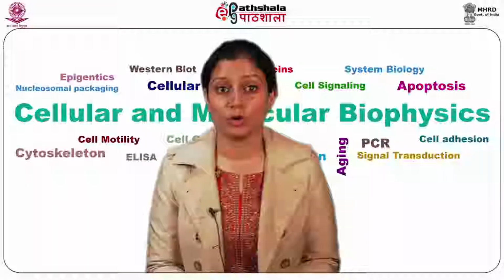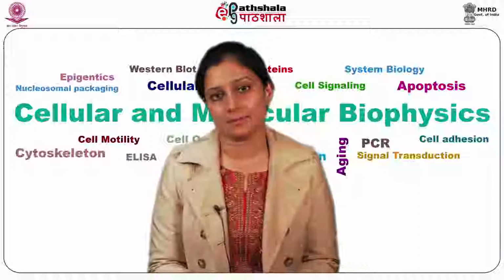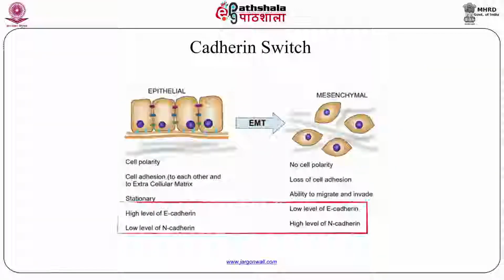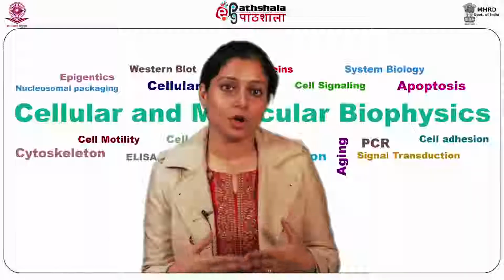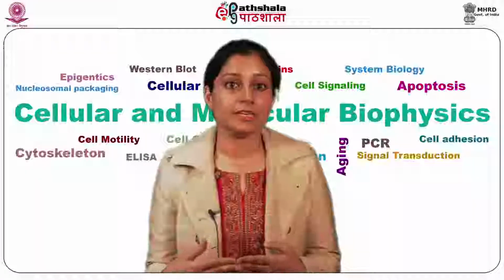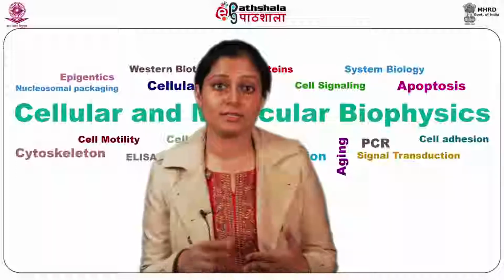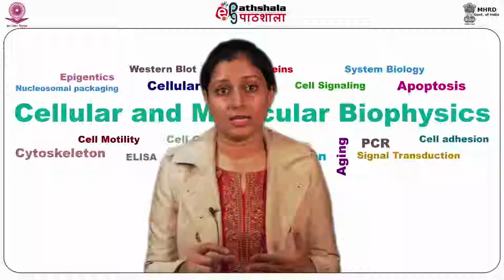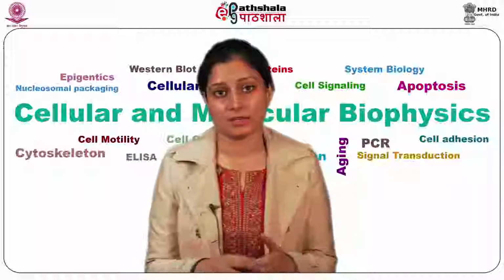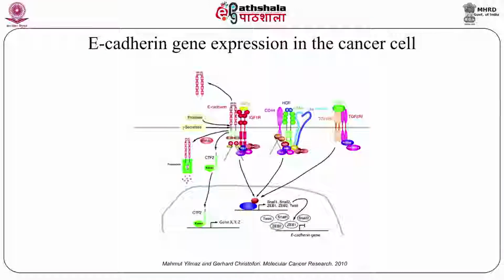Let's understand the role of Cadherin switch in EMT. The invading cells often lose the apical to basal polarity. Epithelial cells with cell-cell adhesion have high levels of E-cadherin and low levels of N-cadherin. However, on mesenchymal transition, these cells gain the ability to migrate and invade, and a key feature is a decrease in E-cadherin and an increase in N-cadherin. This is known as the Cadherin switch.